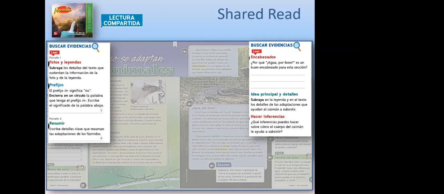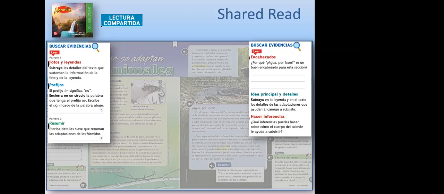Encabezado, those headings. How are those headings helping me? What was that main idea? La idea principal y esos detalles, right? ¿Cómo podemos hacer inferencias sobre ya lo que hemos leído, right? So that first time I read it, that guidance is there.